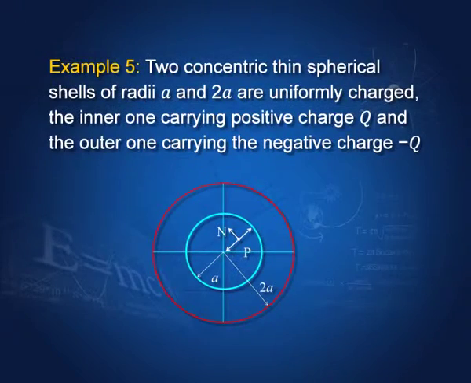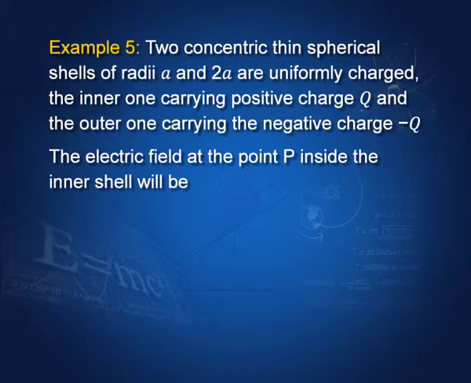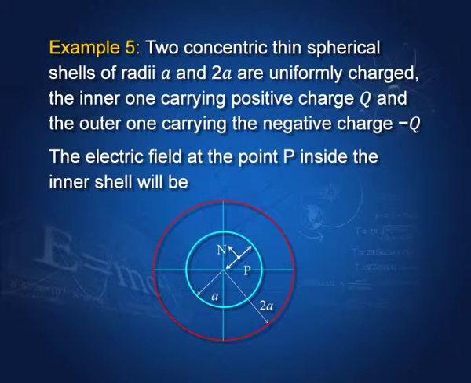So, as another example, we take two concentric thin spherical shells of radii a and 2a, and they are uniformly charged. The inner one carrying positive charge q and the outer one carrying the negative charge minus q. And we have to find the electric field, the direction of the electric field at the point P, which is inside the inner shell. Now, what do we do?